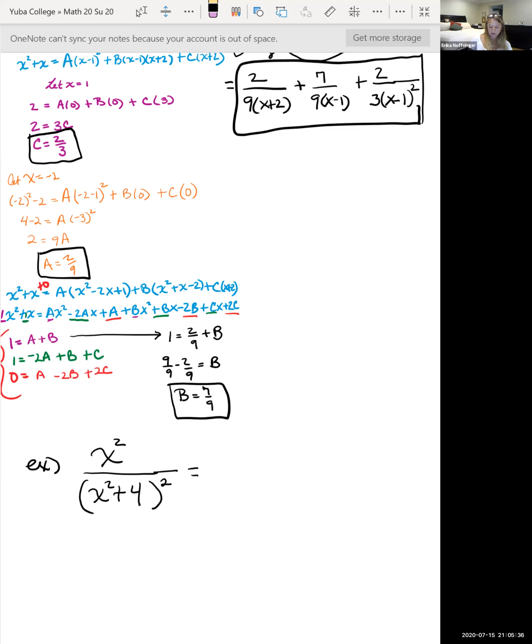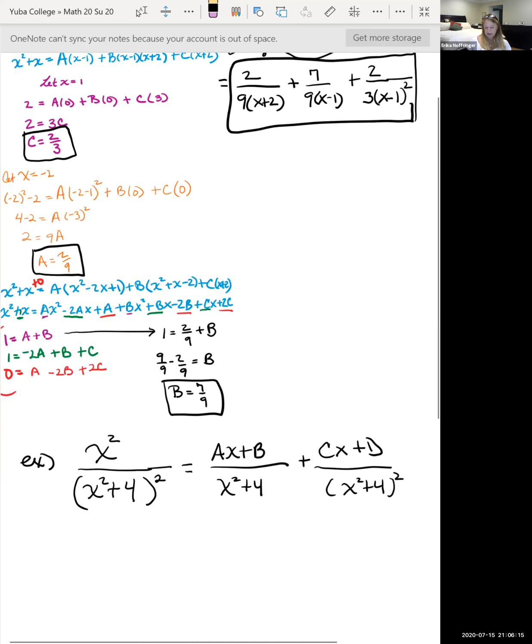I noticed that too, I have a quadratic factor that's repeating. And so I'm going to have to rewrite this with a fraction for this factor twice. A quadratic, you write in the form of a linear on top, Ax plus B, all over x squared plus 4. But there's another factor of that, so I'd have to go further. So Cx plus D, this would be over the factor of x squared plus 4 quantity squared. So I'm done with that piece.